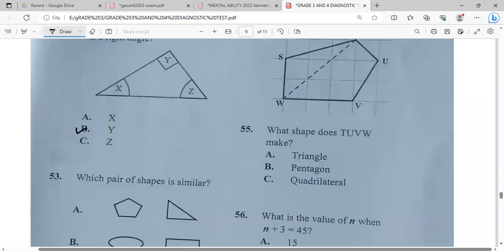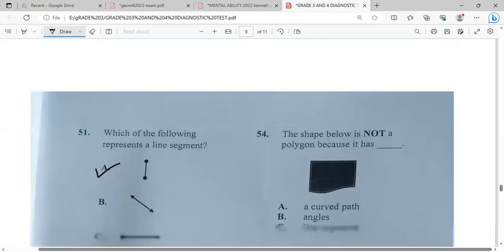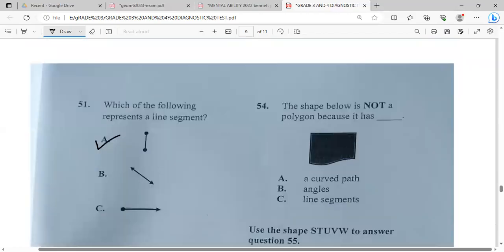53. Which pair of shapes is similar? All right, so is it this and this, this and this? This would be this. It's not congruent, but it's similar. So that would be that. All right, so 54. The shape below is not a polygon because it has a curved part, and that would be the curved part, which is right here. If it was straight, then it could have been.